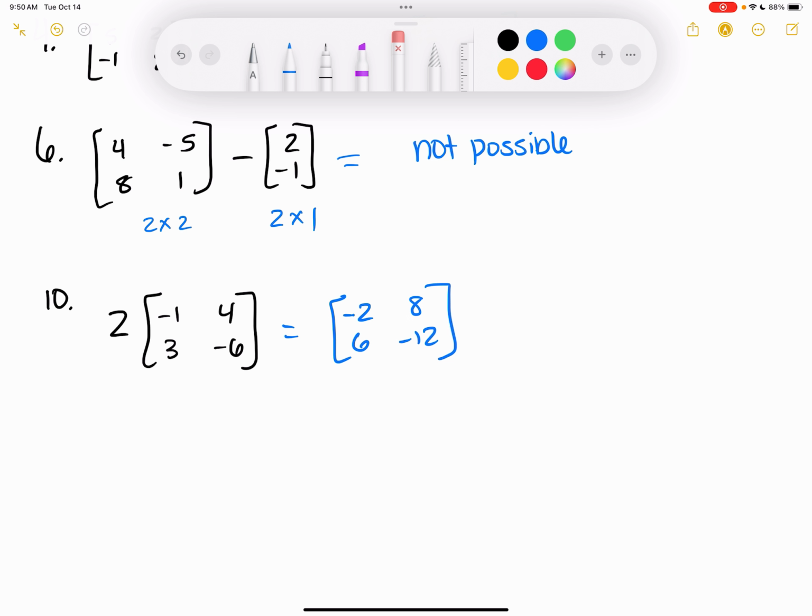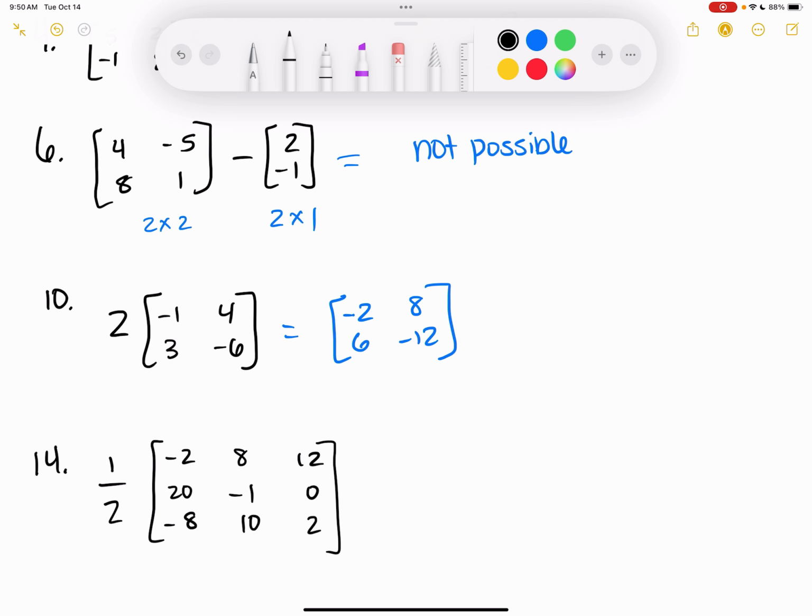Let's do another one. 14. 1/2 times a 3 by 3 matrix: -2, 8, 12, 20, -1, 0, -8, 10, 2.